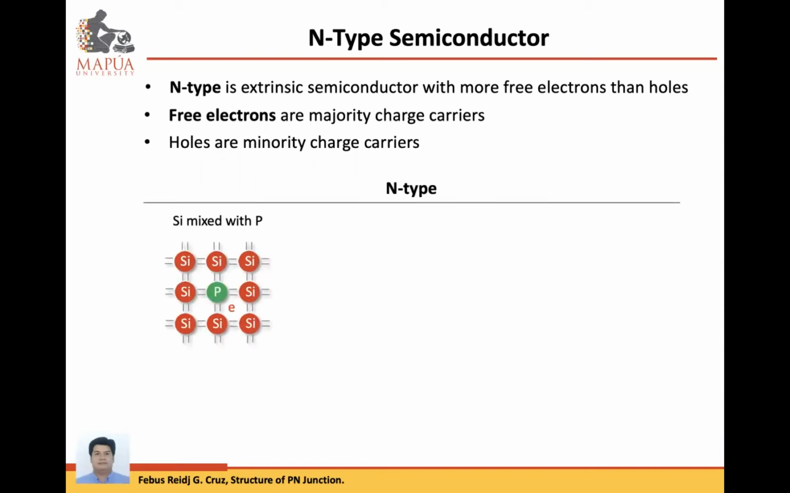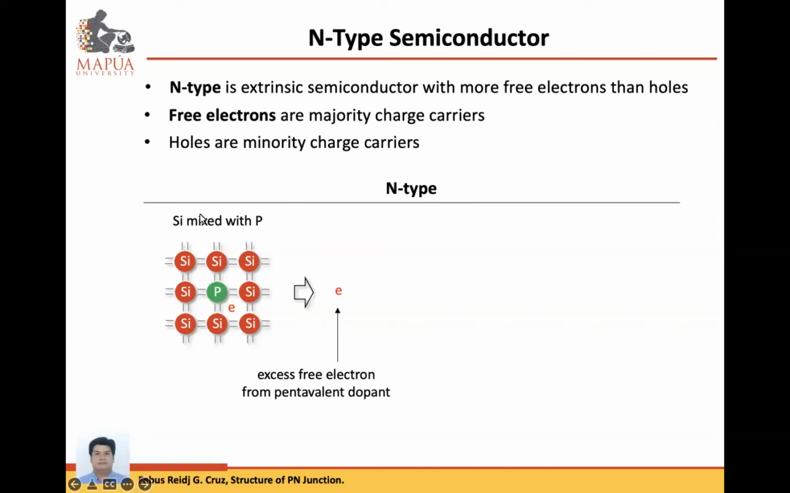For the N-type, we have here an illustration showing silicon mixed with phosphorus. Phosphorus is an example of a pentavalent dopant, where it will donate an extra free electron without any hole pair. So if there are 10 million phosphorus dopants, then we will have 10 million free electrons without any hole pair. Okay?